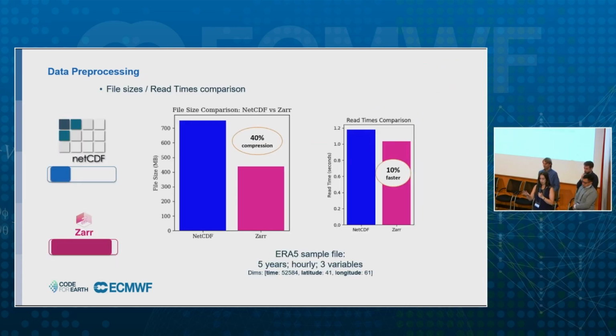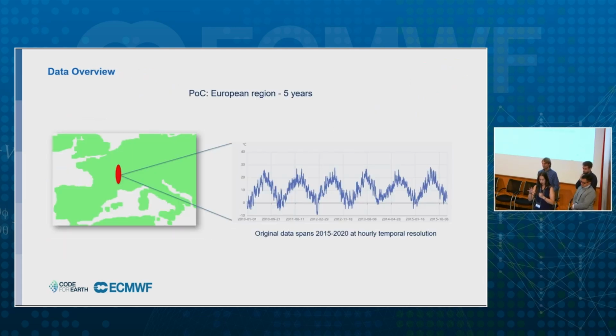Now, for this proof of concept, we focus on a small region in Europe, downloading 5 years of data for the variables of the selected models. Here you have an example of a time series of the surface temperature for 1 point in that region with an hourly resolution.